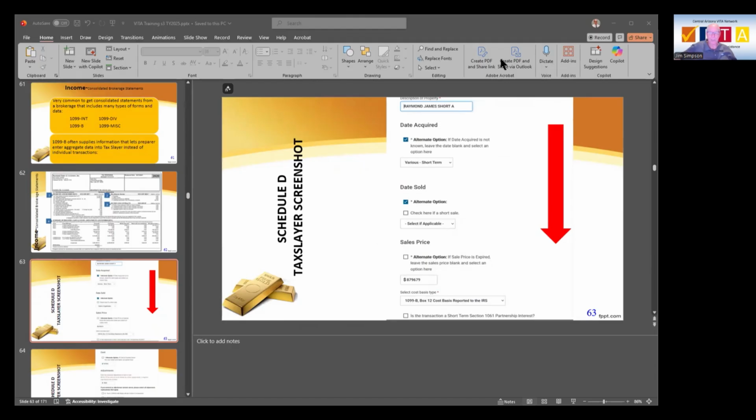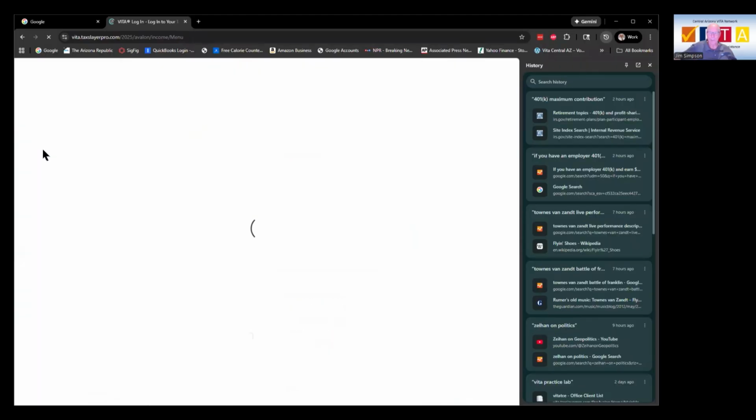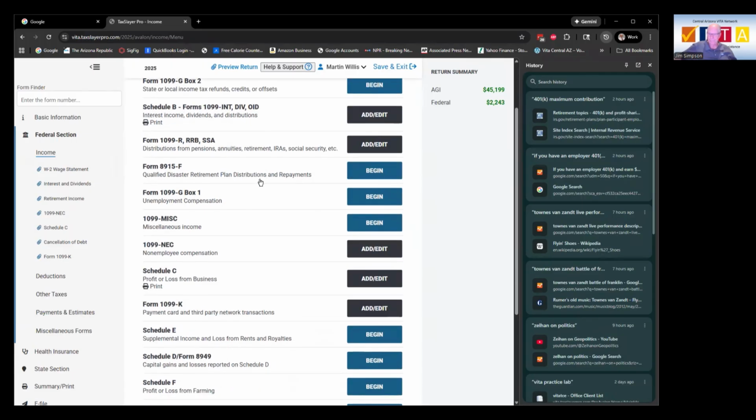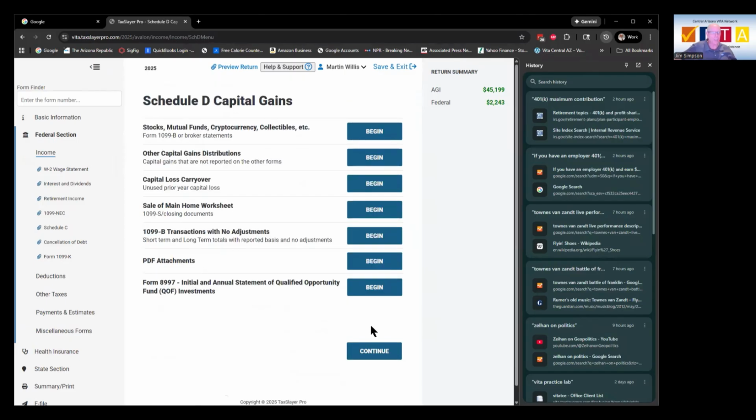So let me stop sharing here and go back into our tax return. I'll go back into the income screen over here. And you've got to look for this here too, because down here, you've got to know which schedule it goes on. Schedule D, Form 8949, or just read here: capital gains and losses reported on Schedule D. So I'm going to click on here.